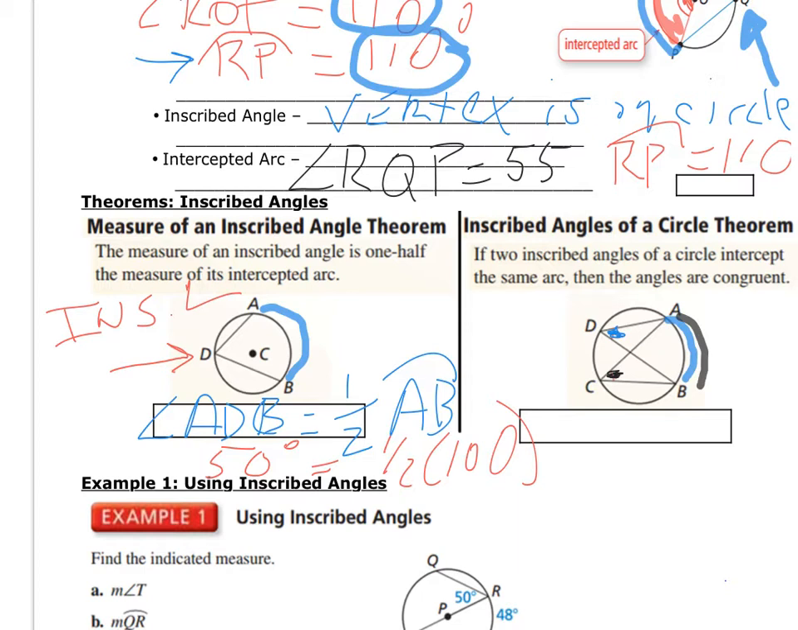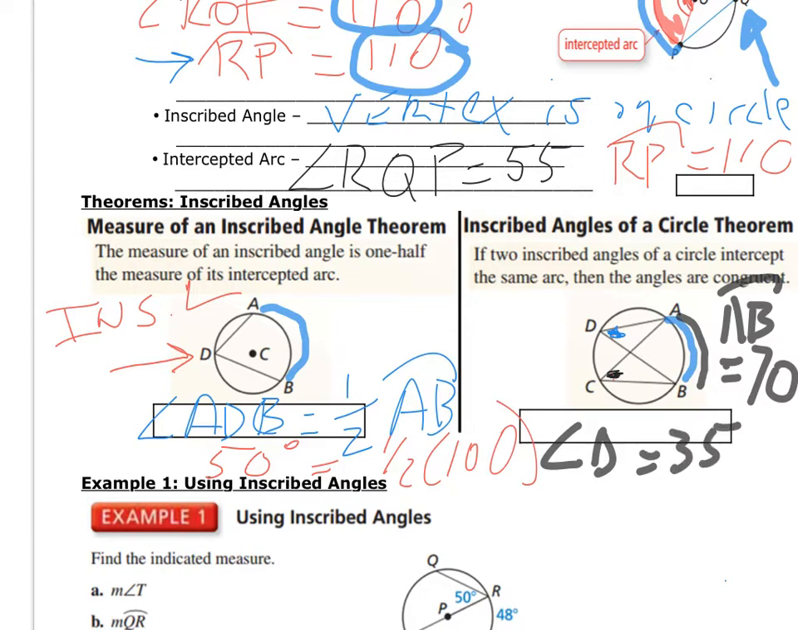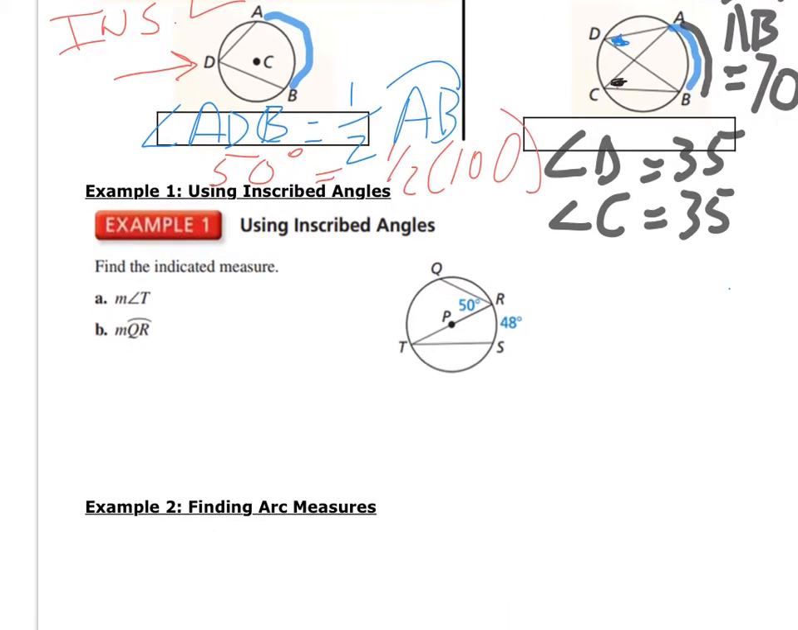In other words, if I told you that arc AB, let's just make up a number, equals 70 degrees, well, the angle is half that size. So angle D is going to equal 35. And angle C is going to be 35. Okay? So let's try to tie this together.